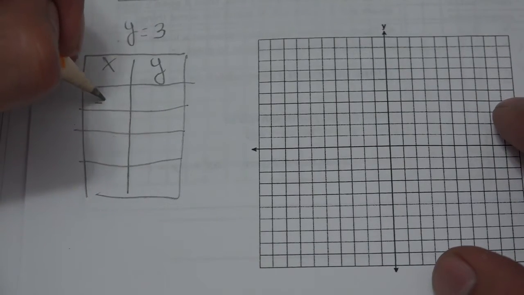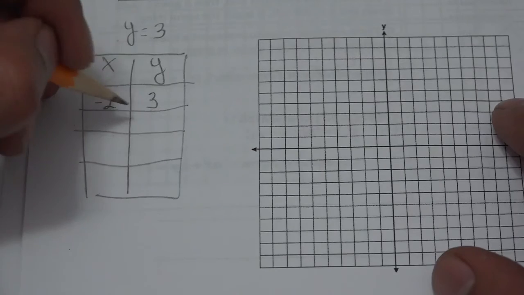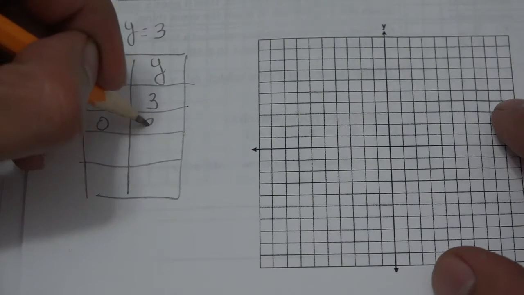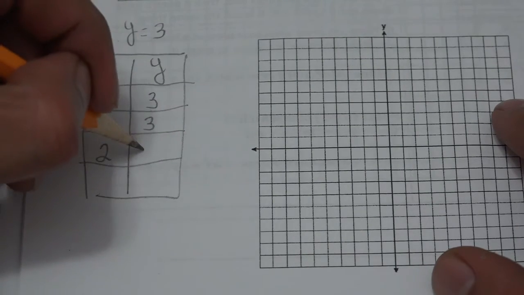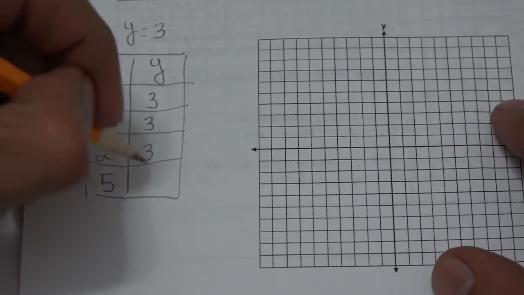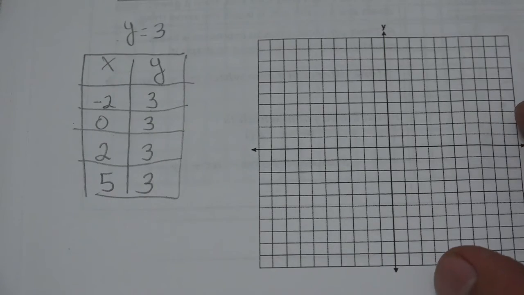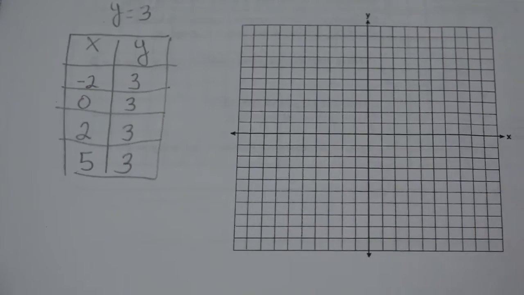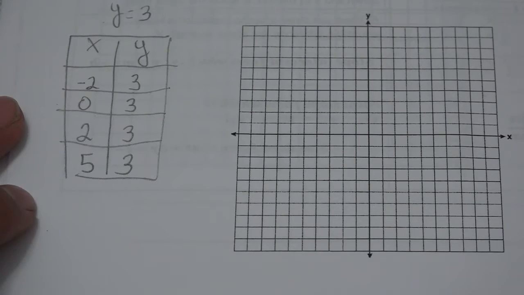So if x is -2, y is gonna be 3. If x is 0, y is gonna be 3. If x is 2, y is gonna be 3. If x is 5, y is gonna be 3. Okay? That's how it is. That's what it's telling you. It's simple as that. All right, so now let's graph it.